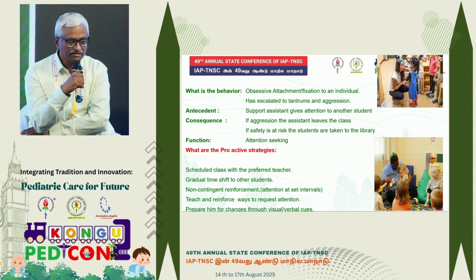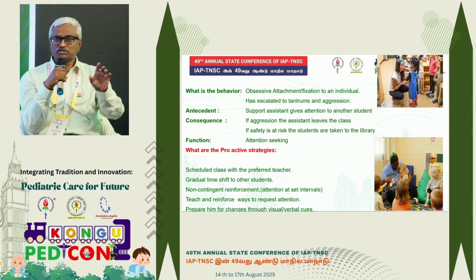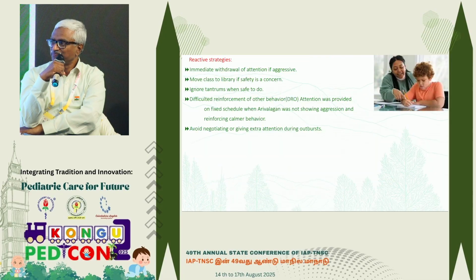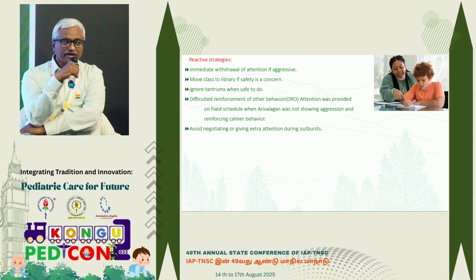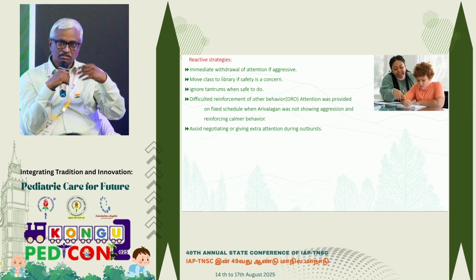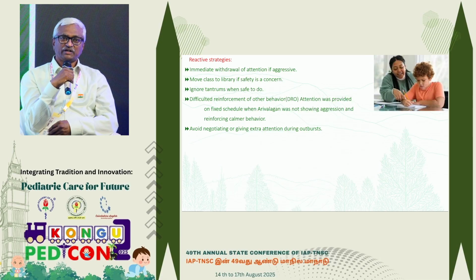The next is to teach and reinforce ways to request. So he has to request, I want this. You can have some picture cards or visual cues for this. The next will be the reactive strategies. A reactive strategy is immediate withdrawal of attention. If he's aggressive, remove him from it. Move the other children to a separate library or somewhere else, and ignore the tantrums when it is safe to.